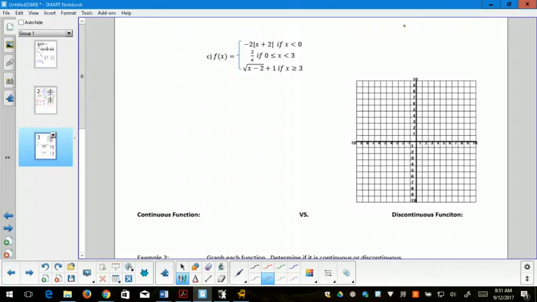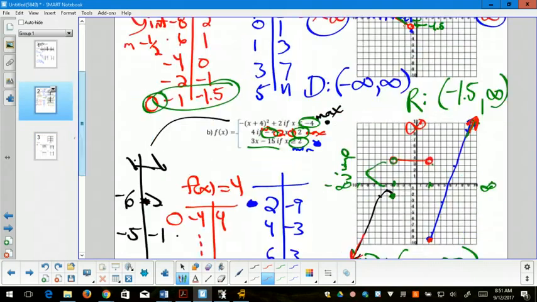Give that a try for letter C. Make your tables for these 3 pieces, see if you can graph it, and we'll talk about the domain and range.